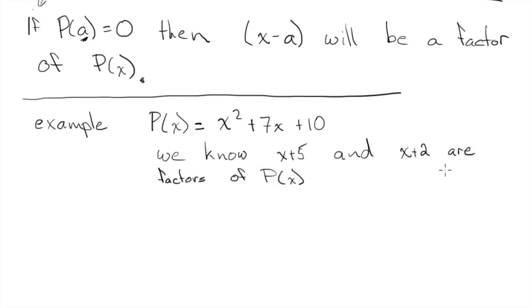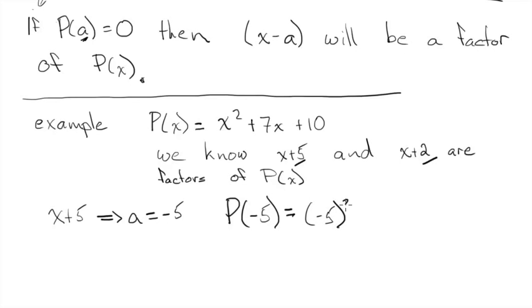Okay, so what is a? Well, a is the number that you're subtracting here. In this case, for x plus 5, the a value would be negative 5. What number are you subtracting? Well, you're not subtracting a number, you're adding a number, and when you add a number, you subtract a negative. So we're subtracting negative 5. So what the factor theorem tells me is that if I sub negative 5 into my polynomial, I should get 0.